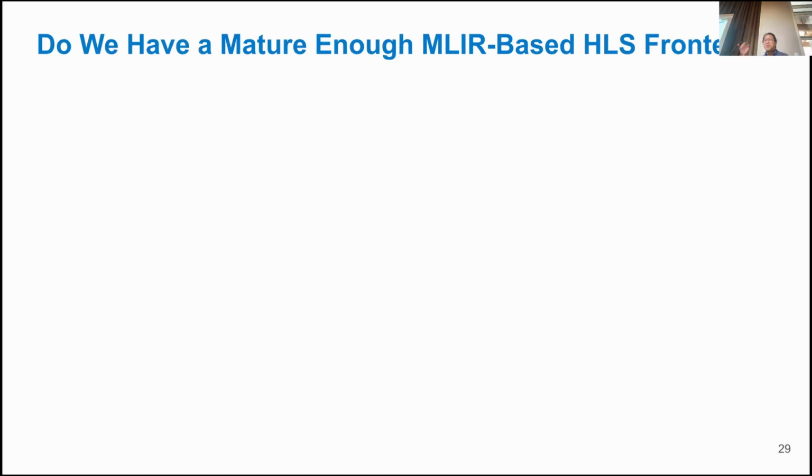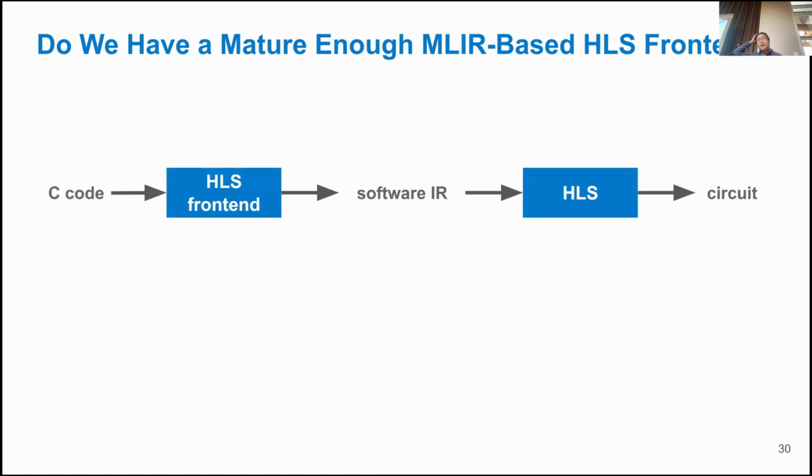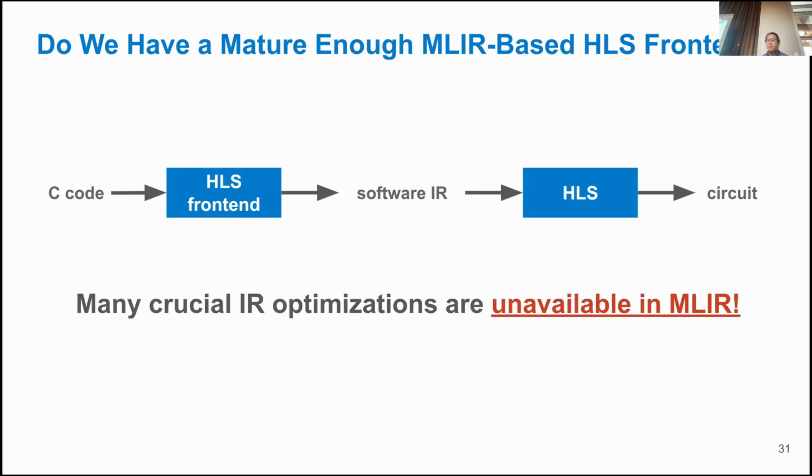And the third problem: do we have a mature enough MLIR-based C frontend to encourage new tools to build new HLS tools? To give you some context, what do we mean by an HLS frontend? The goal of an HLS frontend is to convert C code into IR. It performs all sorts of canonicalizations and optimizations. The problem is many crucial IR optimizations are not there. It might be surprising because we build so many things into MLIR. How come we don't have them?